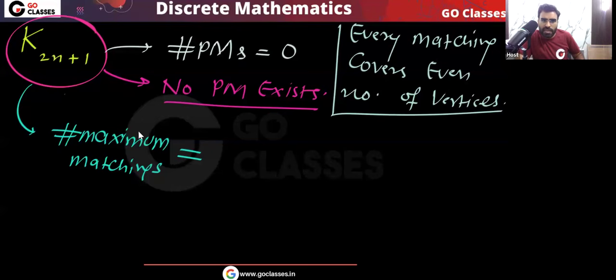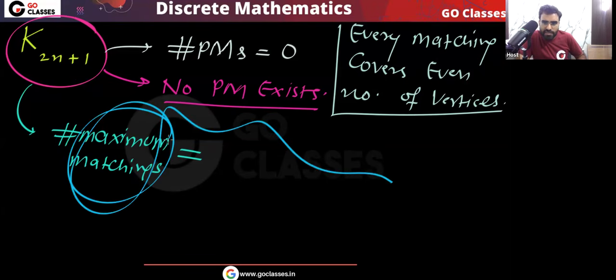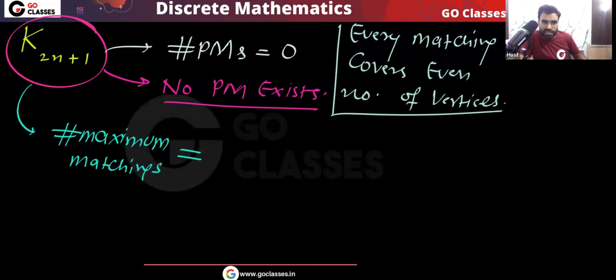So if every matching is covering an even number of vertices, then whatever maximum matching I create will also cover an even number of vertices. So definitely maximum 2n vertices I can cover. Do you agree with me? For example, if you have a complete graph on 11 vertices, then any maximum matching that I create can cover maximum 10 vertices. Yes or no? Maximum 10 vertices we can cover here. I hope you understood.